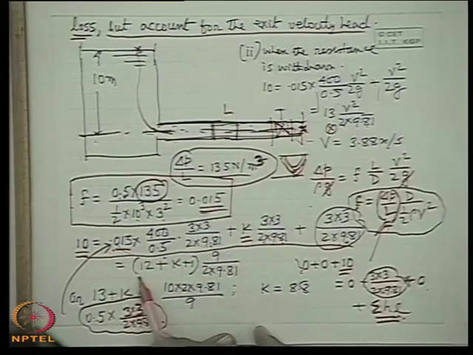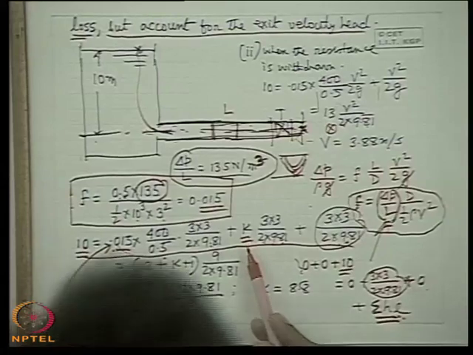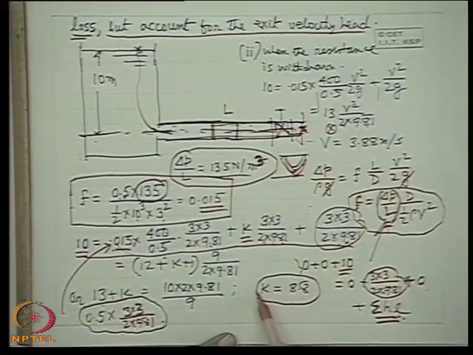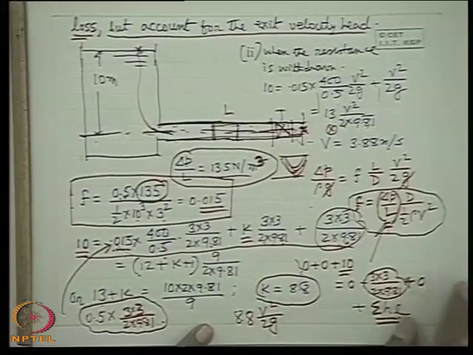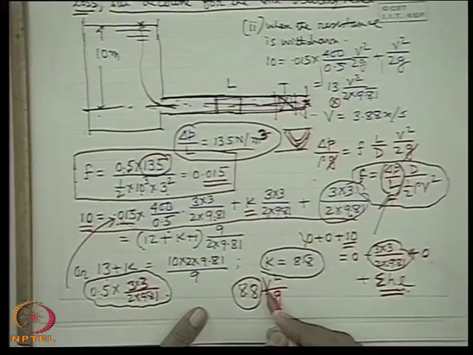So now this equation is solved, and it is only a simple equation involving only K as the unknown. So we get the value of K as 8.8. That means the loss coefficient is 8.8, that means 8.8 into V square by 2G. This is the meaning of the loss coefficient: the multiplying factor with the dynamic head.